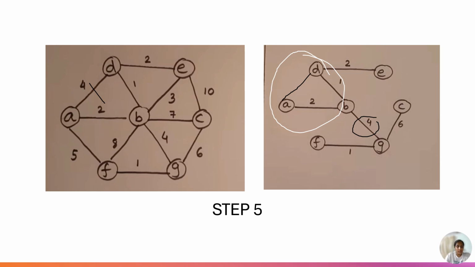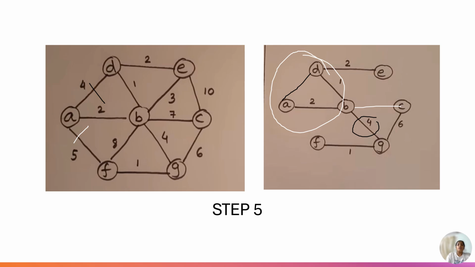Next minimum number is 5. A to F is 5. You can't join A to F, because if you join A to F it forms a cycle. So even 5 is discarded. Next comes 6. You join G to C and name it 6. Next 7. B to C is 7, but you can't connect both the nodes, because again it forms a cycle.